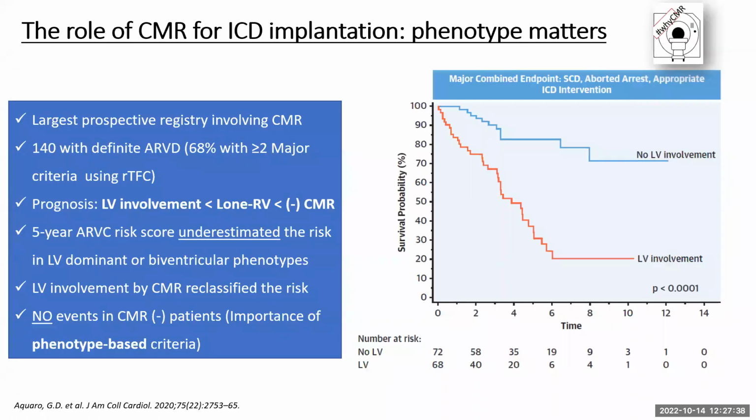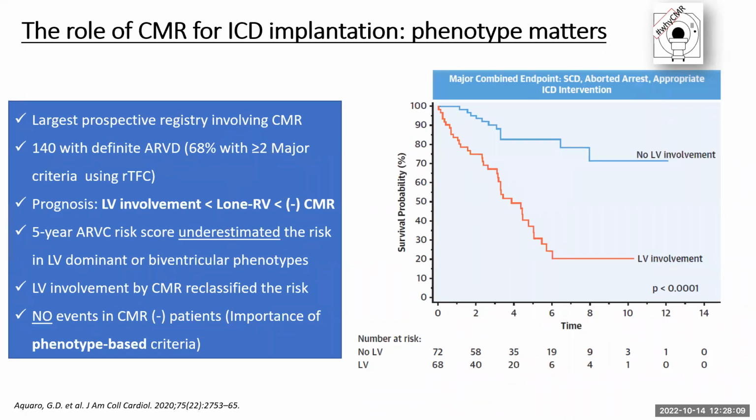So the question is still if we can do better with imaging. This is the largest prospective cohort of ARVD evaluated with CMR and follow-up of about 5 years. They've shown that the 5-year ACM risk score significantly underestimates the risk in patients with LV dominant and biventricular phenotypes, and CMR was able to reclassify those patients with LV dominant disease.